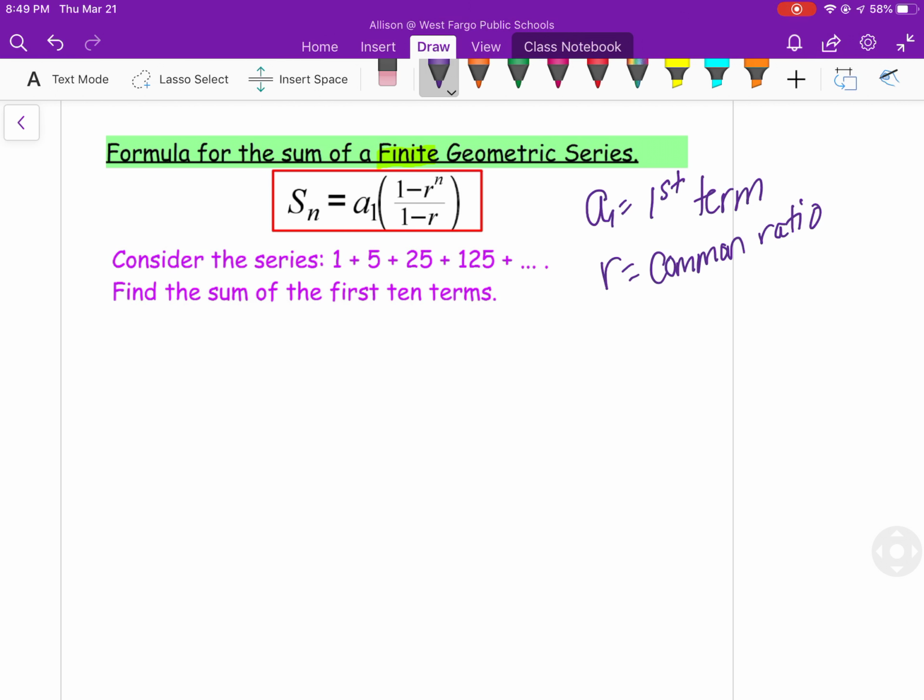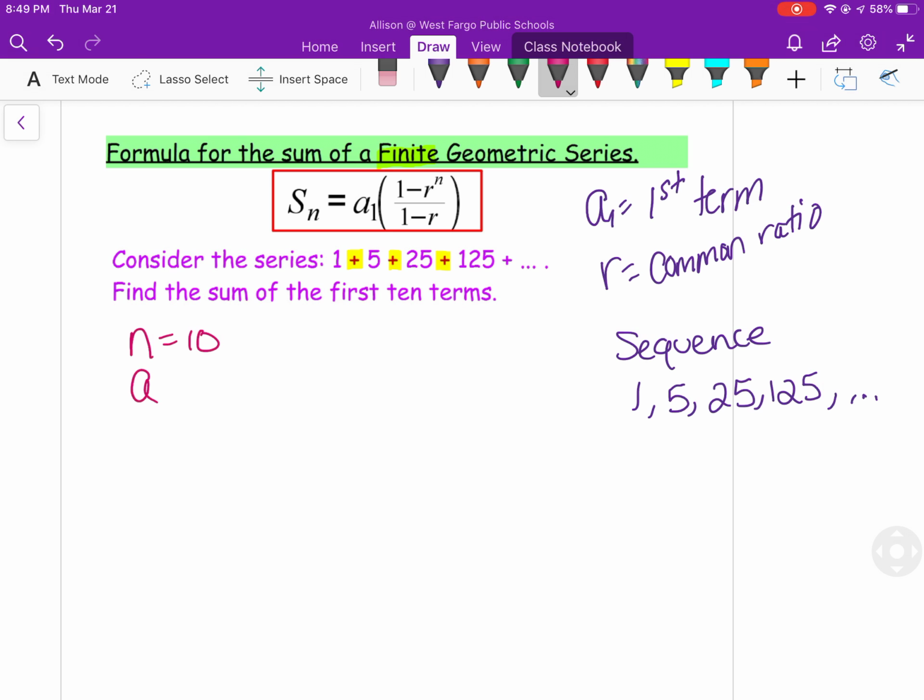So consider the series 1 + 5 + 25 + 125. Notice the difference between a sequence, or a pattern of numbers, listed like 1, 5, 25, 125, whereas the series has the plus signs in between. So I can tell I have a series here. Find the sum of the first 10 terms means that n is going to be equal to 10. I want the sum of the first 10 terms.